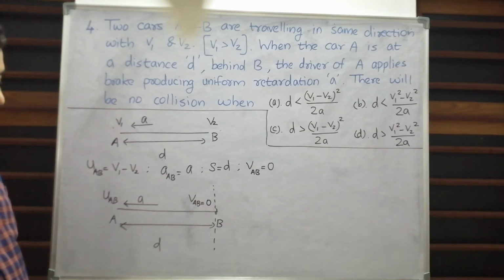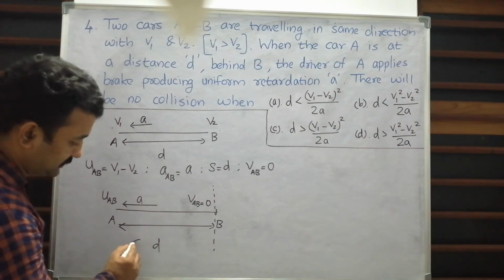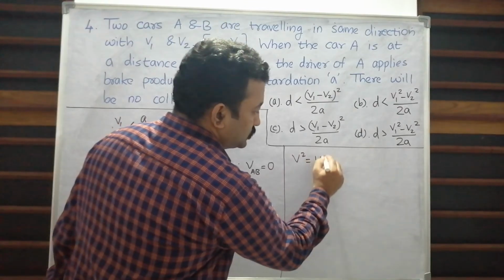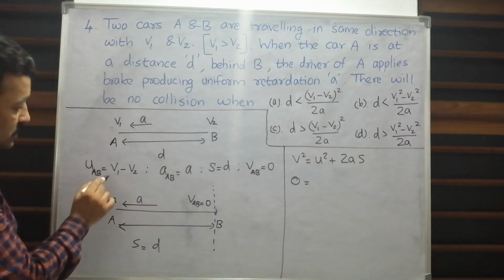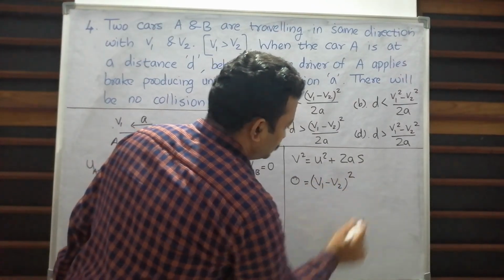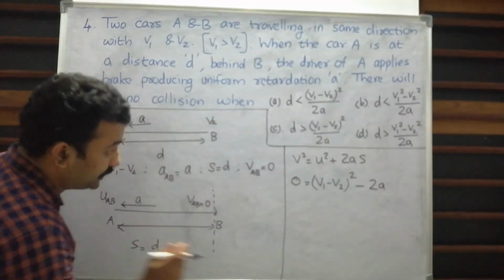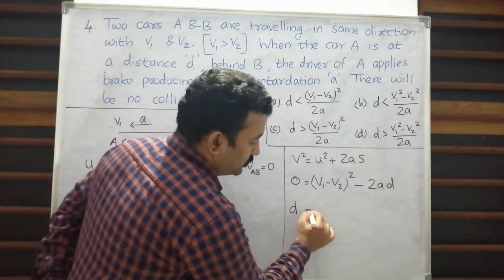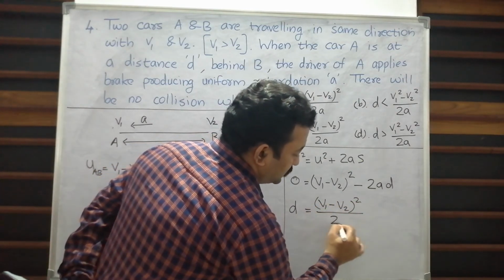We have all the inputs for the velocity displacement relation: V, U, A and S, where S is equal to D. Substitute in V square is equal to U square plus 2AS. V square is 0, U square is V1 minus V2 the whole square. A is negative because it is acting in the negative direction, so minus 2AD. Rearranging, I'll get D is equal to V1 minus V2 the whole square divided by 2A.